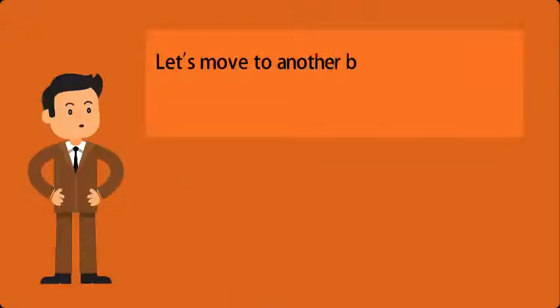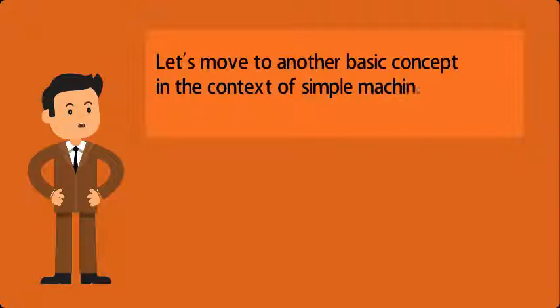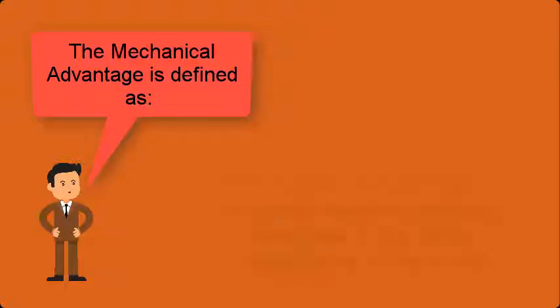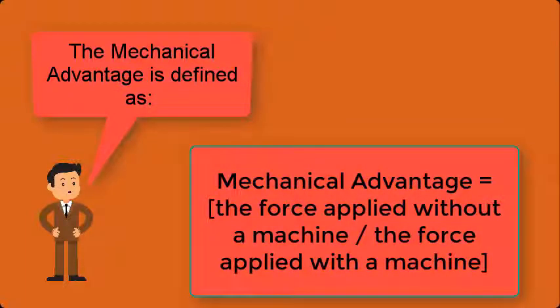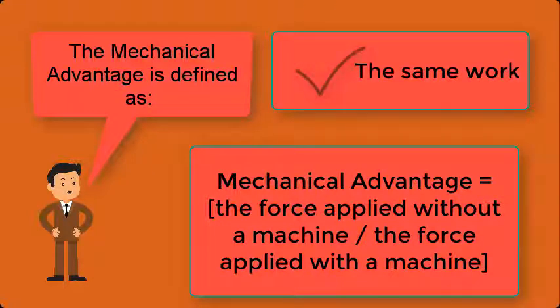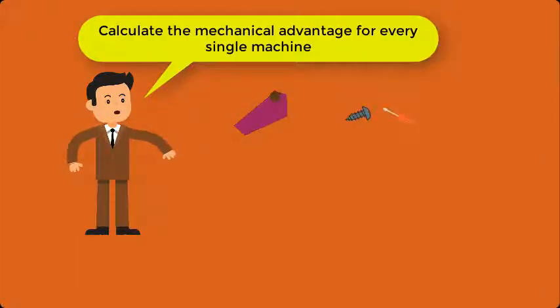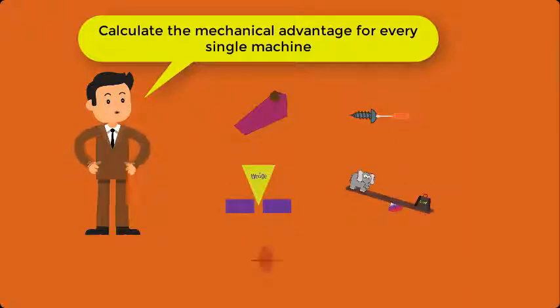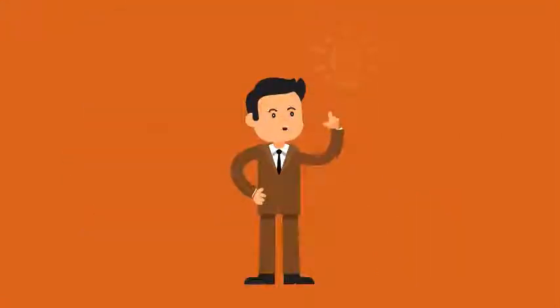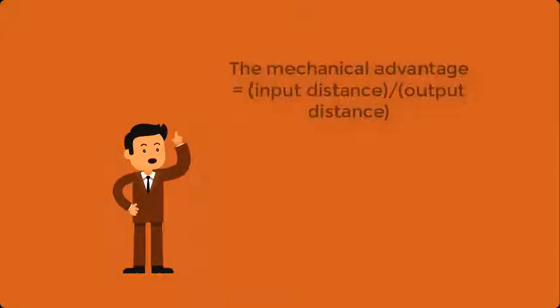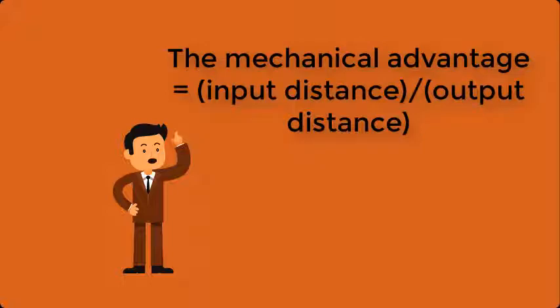Let us move to another basic concept in the context of simple machines, which is the mechanical advantage number. The mechanical advantage is defined as the ratio between the force applied without a machine and the force applied with a machine to exert the same amount of work. This formula is too general, so that we need to calculate the mechanical advantage for every simple machine considering their unique mechanical characteristics. But to make it simple, we need to consider the equivalent law, that is, the mechanical advantage equals the input distance divided by the output distance.